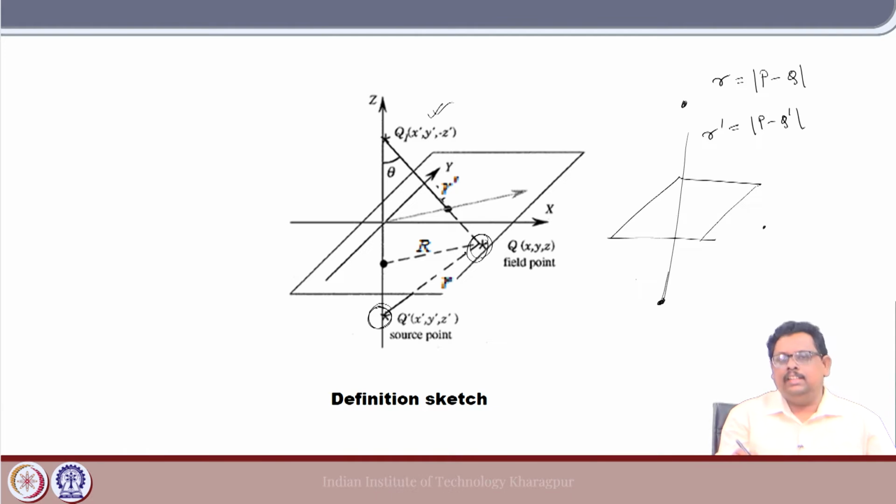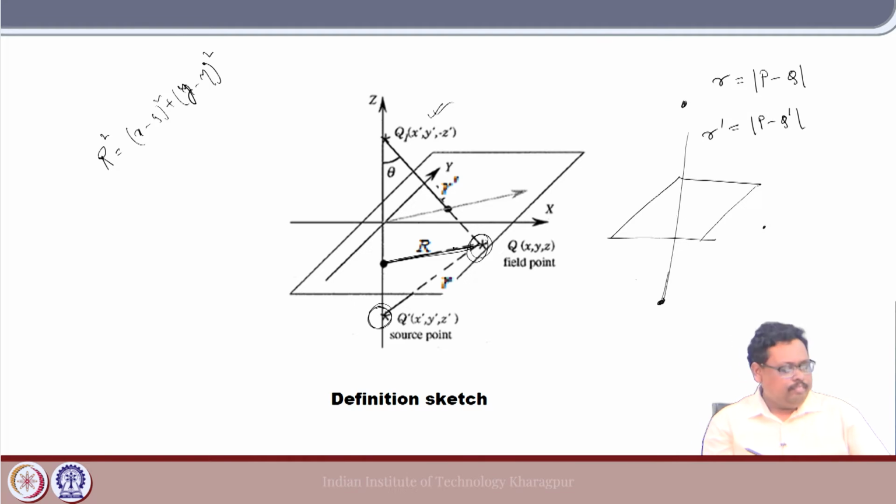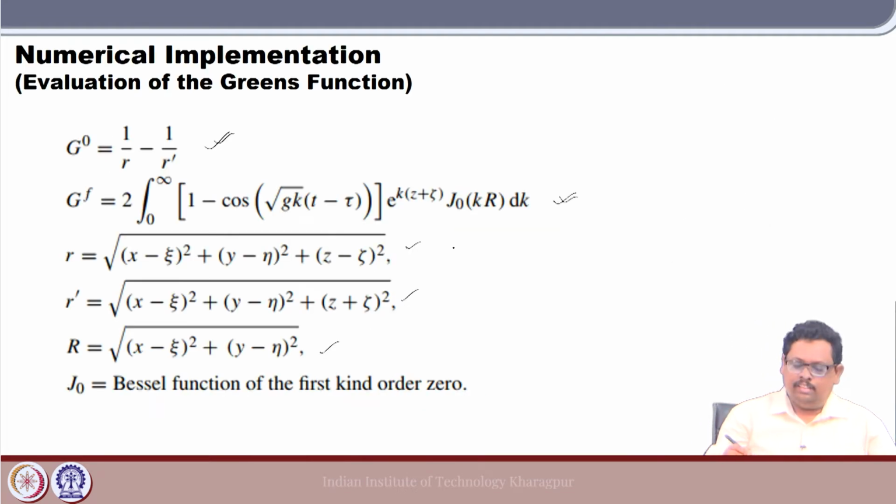Now, capital R is nothing but the projection, right. So, that is why we write capital R square as x minus xi square plus y minus eta square. So, this is the distance, or you can call it the projection. So, this is the definition of r dash and the capital R. Okay. And all these things are used here. So, here you can see the r, you can see the image point, it is z plus zeta, right.